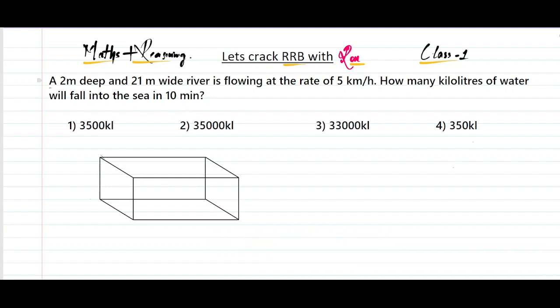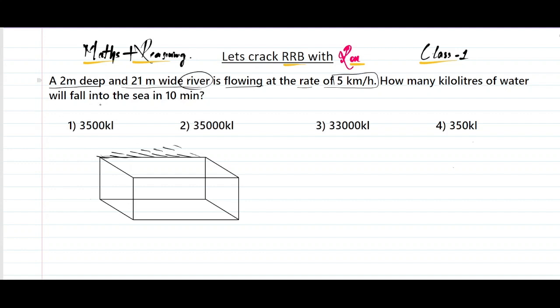Now listen, a 2 meter deep and 21 meter wide river is flowing at the rate of 5 km per hour. First let us understand a river. River is nothing but simply a cuboid. If you assume these are the banks here, your river will be between the banks, if you assume this is the ground and this is the river flowing and this is the depth of the river. So simply river is nothing but a cuboid.